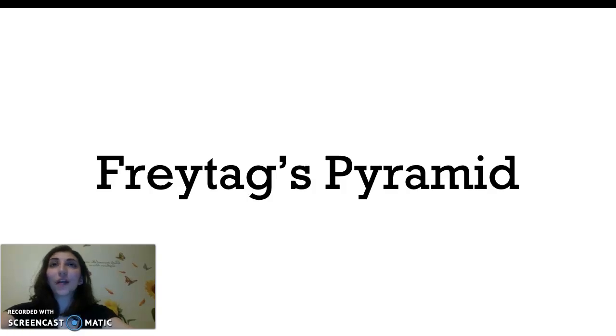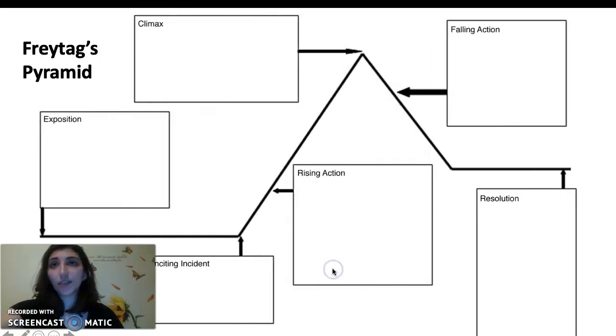Today we'll be learning about Freytag's pyramid. Freytag's pyramid is a way to structure plot. It was developed by German novelist Gustav Freytag in the 19th century. It was developed after Gustav realized that many dramas that he read followed the same progression of plot and used some of the same key elements. These key elements were plotted on a graph that looked like this.